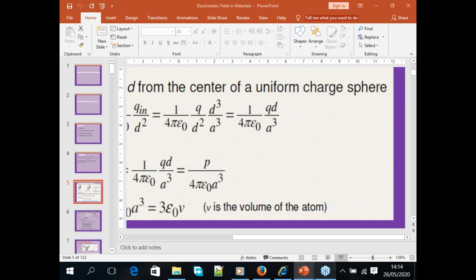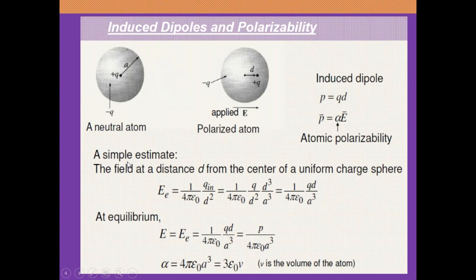Let me go into presentation mode. Now, a simple estimate: the field at a distance d from the center of a uniformly charged sphere can be given by this formula. At equilibrium, we arrive at this. Please note that V here is the volume of the atom.